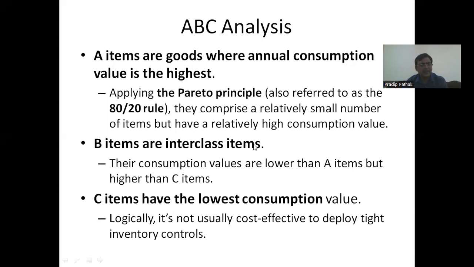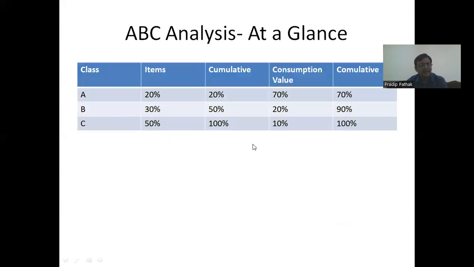Let us see it in another way. You see it like this: A, B, C. In terms of number of items, only 20% of items come under A. The cumulative is 20% and the consumption value is, say for example, 70%. Okay, so 70% of the money is spent on procuring 20% of the items.